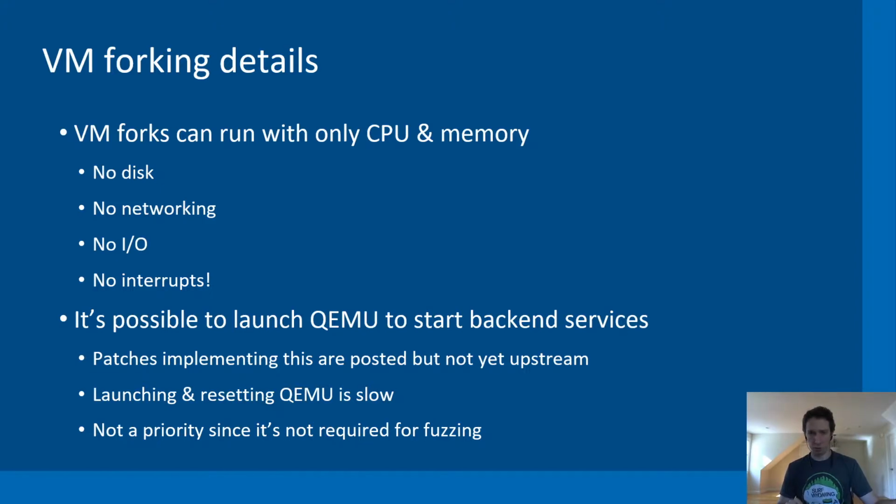Technically, it is possible to launch QEMU for VM forks, and then these VM forks will act and look like fully functional VMs. The patches for that are implemented, but they have not yet been merged upstream. If anyone is interested in taking a look, those patches are available, but for fuzzing, it's not actually required.